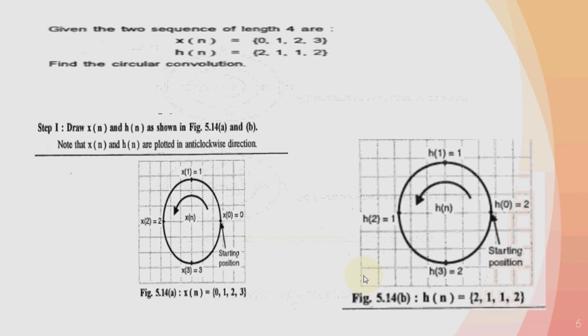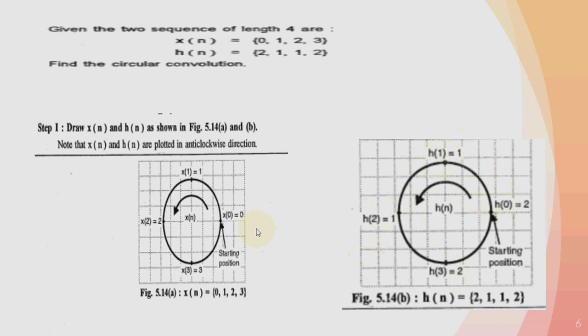Take one more example. Here x of n is 0, 1, 2, 3 and h of n is 2, 1, 1, 2. So draw x of n on the outer circle in anticlockwise direction. Place the points of x of n on the outer circle, that is 0, 1, 2, 3. And the next one is the inner circle in clockwise direction, that is 2, 1, 1, 2.